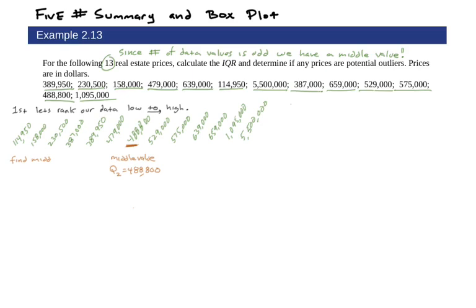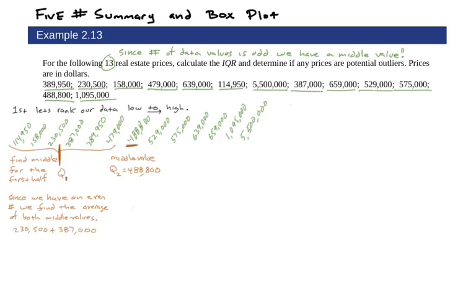Now what we want to do is find the middle value for the first half of the data. We're going to find the middle value of this first half. Since there's an even amount, we don't have a middle value, so we want to get the average of the middle two, the midpoint. So Q1 is going to be in between those, and if you recall, we could just add and divide by 2. That's going to give us our first quartile.